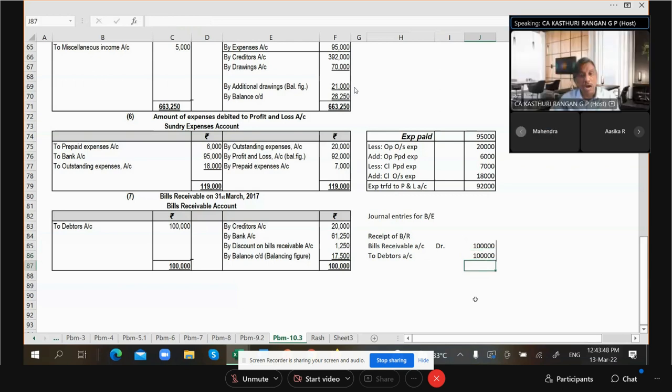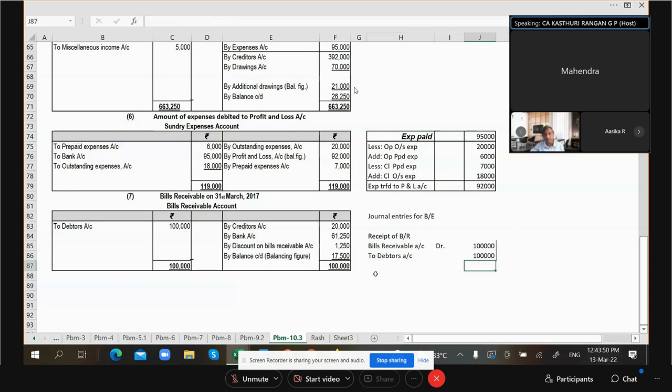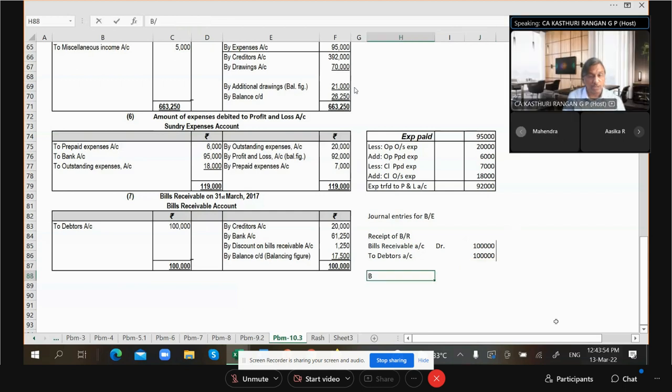Out of the bill receivable, some bills are endorsed. Endorse means what? You are giving the bill to your supplier. Because you have to make some payment to creditors, instead of making cash payment, you are giving the bill to them. The bill receivable endorsed. What is the entry? Creditors account debit to bill receivable. All this we studied long back. We are supposed to apply this, that's all.